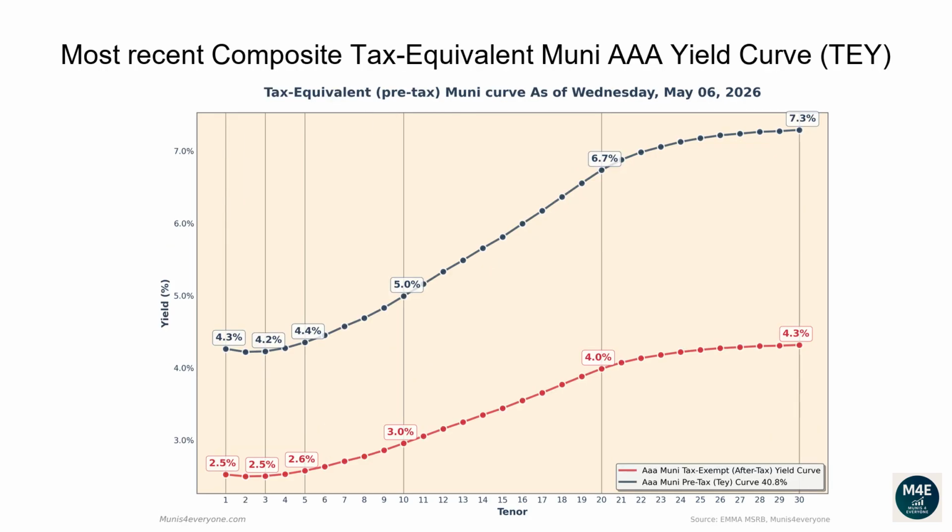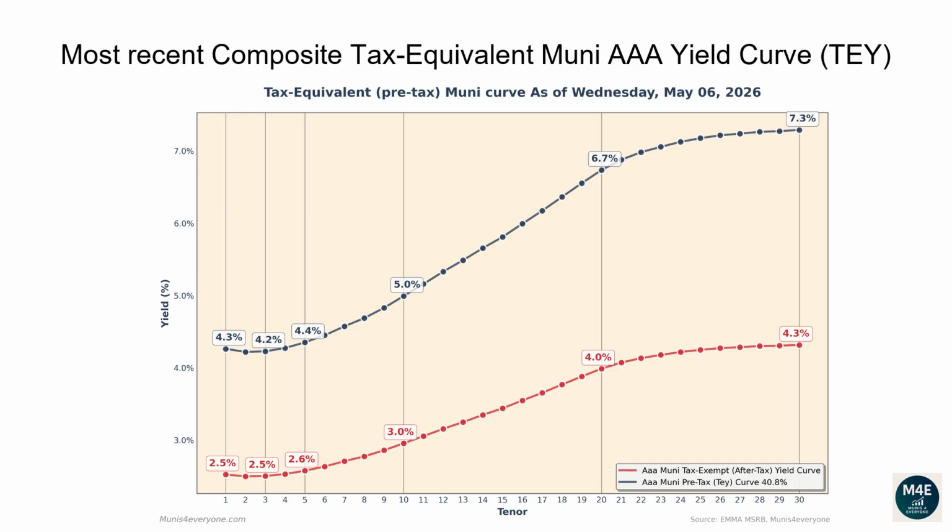Let's now go over the most recent composite tax-equivalent Muni AAA yield curve. The following graph shows, in red, the tax-exempt after-tax Muni yield curve, versus in blue its tax-equivalent pre-tax version assuming a 40.8% top tax bracket, as of May 6, 2026. Why would you care to see the tax-equivalent version of the Muni yield curve? More on this later. Let's first go over the pre-tax, aka tax-equivalent yield curve.